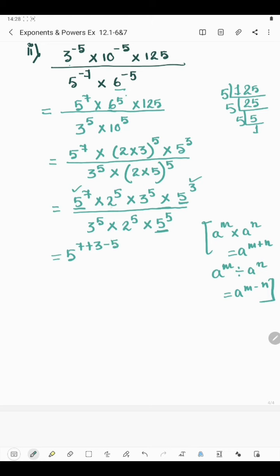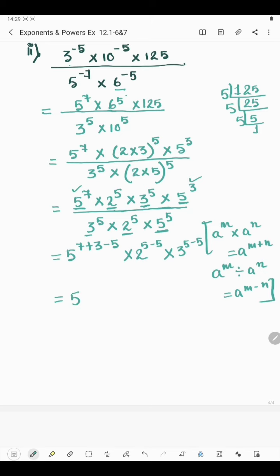Next we have 2 as the base, so we write the base and the powers should be subtracted. Here we have 2 to the power 5 and 2 to the power 5, with a divide sign in between, so the powers are subtracted. Next we have 3 raised to the power 5 and in the denominator also 3 raised to the power 5. The base is the same, so we subtract the powers. We have taken all these numbers, so nothing is left in the denominator.